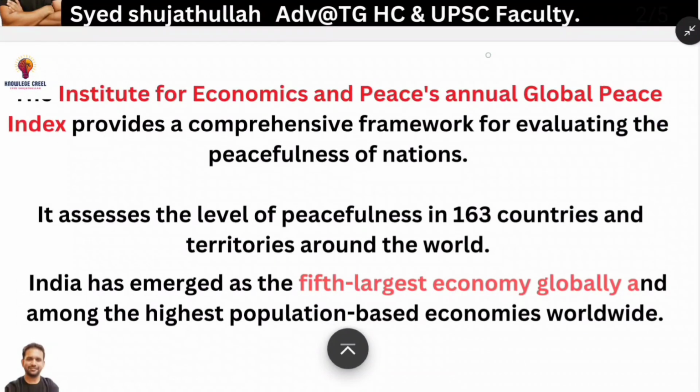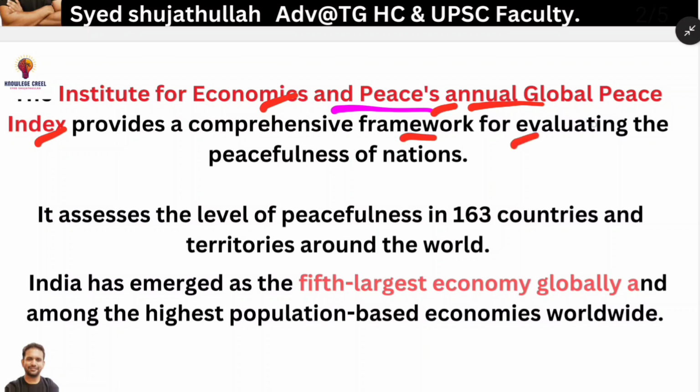It is the Institute for Economics and Peace. They release this particular index annually, the Global Peace Index. They released the index for 2023 this year, which means they are running 1 year behind. So whenever the 2024 rank is out, it will be coming in 2025. Remember this point: the Institute for Economics and Peace, annual Global Peace Index.